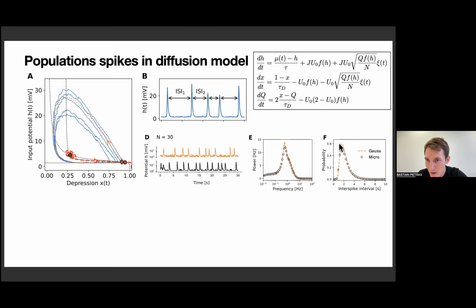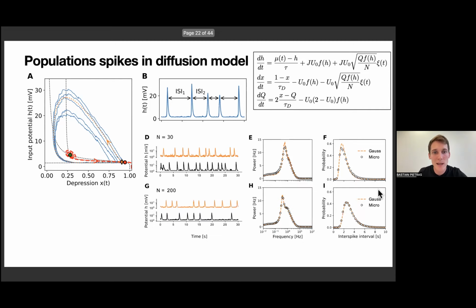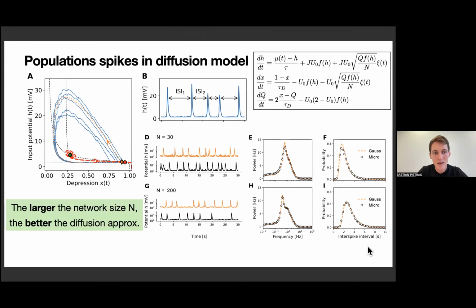There's a little bit of divergence here in the peak, but as soon as we increase the number of neurons to 200, then we have an almost perfect fit. So the larger the network size, the better our diffusion approximation, the better our mesoscopic mean field model.